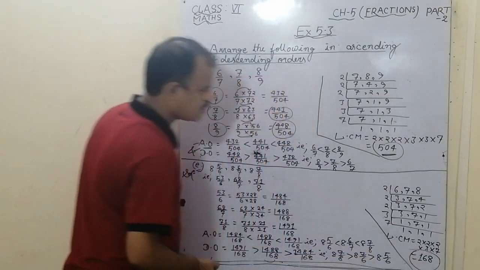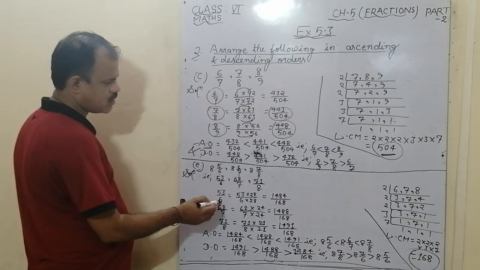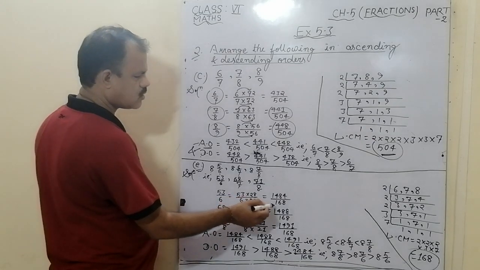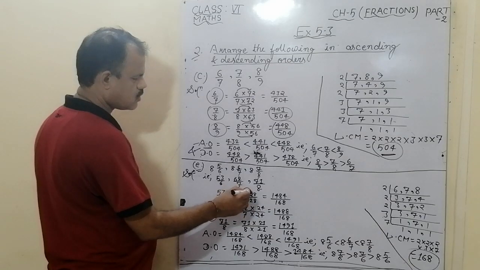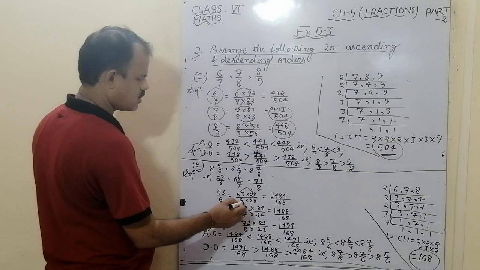LCM is 168. So the first number is 53 by 6. We write 53 by 6. We multiply 6 by 28, so that the product is 168. So the numerator also becomes 28 times 53, so the answer is 1484 upon 168.